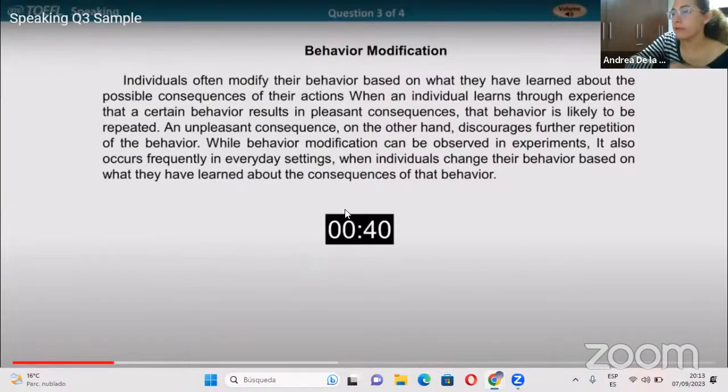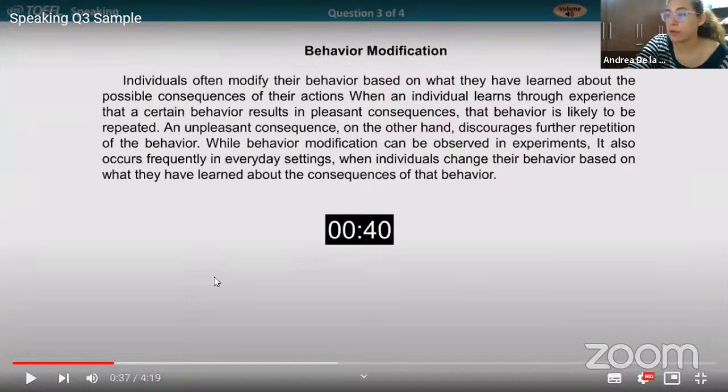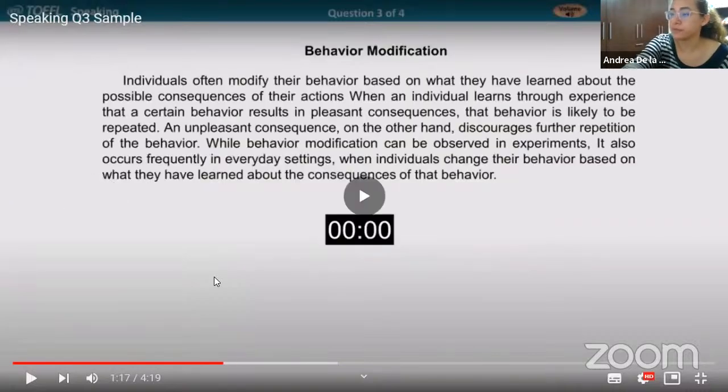So as you guys can see, first you get the instructions. They will tell you that they will give you a passage that you have to read, 45 seconds. You get the title, you get the text, and then you get the time, right? 45 seconds. After the 45 seconds go by, they will ask you to listen to the lecture.